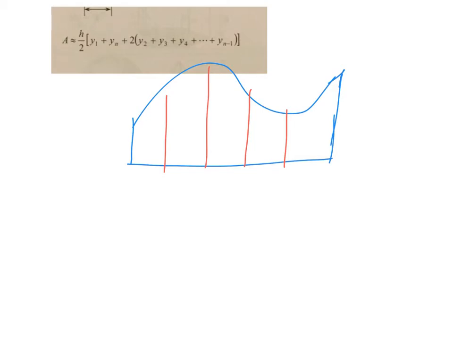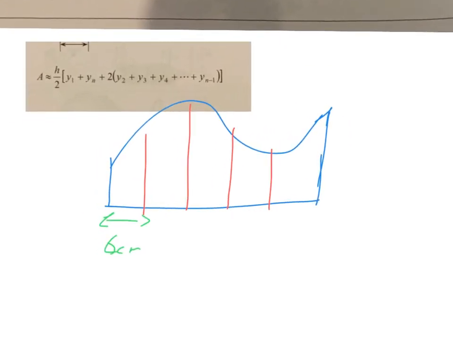So now we can have a look at using this formula here. So let's say that the distance in between each of these was 6 centimeters. And then we have the different heights as well. So the first height we could say is 4, then this one might be 6, then 8, then 7, then 5, and then another 8 here at the end.